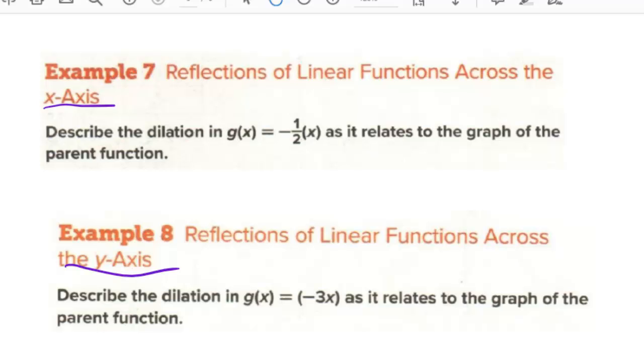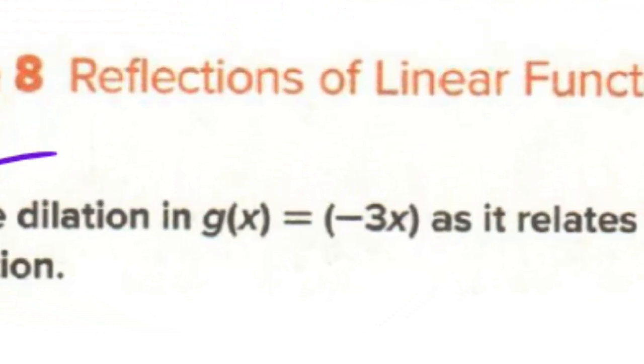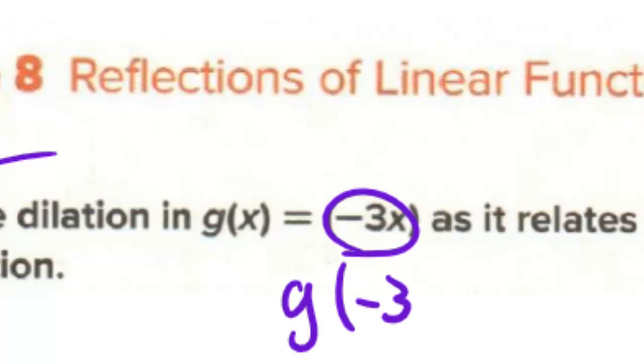Now we're going to run into the same problems we did before. If we base our transformation off of the parent function, a horizontal reflection and a vertical reflection are going to look identical. So another way of writing this would be negative 1/2 g of x. The same scenario down here for reflection across the y-axis. So this right here could be the same as g of negative 3x.